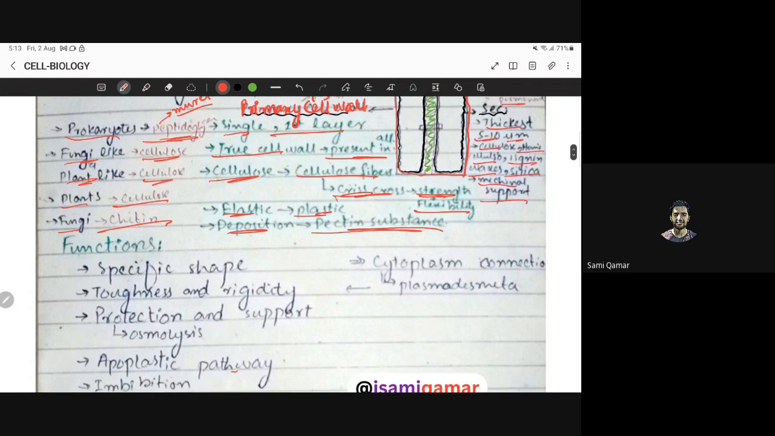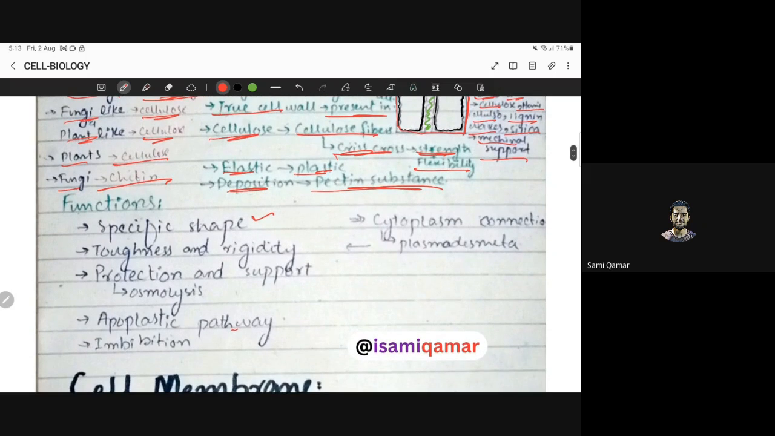The functions are important. It provides a specific shape to the cell. It has toughness and rigidity. Rigidity is hardness, protection and support. It prevents osmolysis. It helps in the apoplastic pathway and imbibition. We will talk about these things. It was supposed to be in botany, so this is not included here.